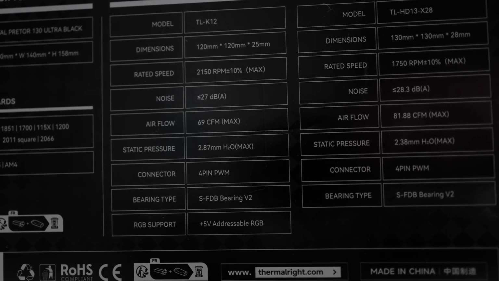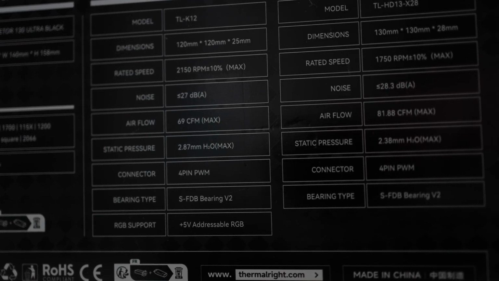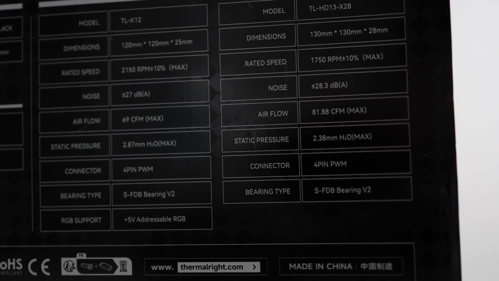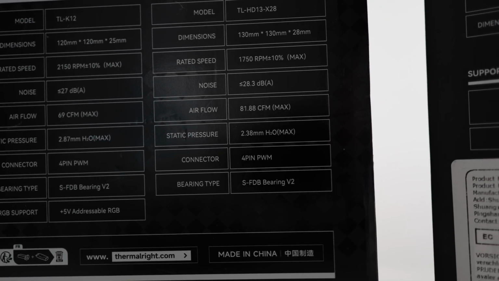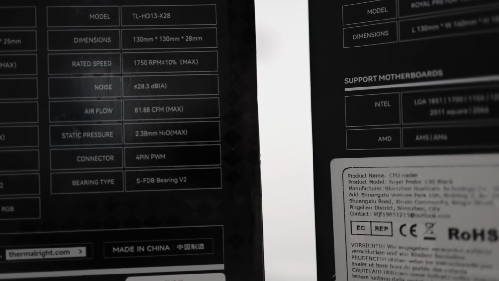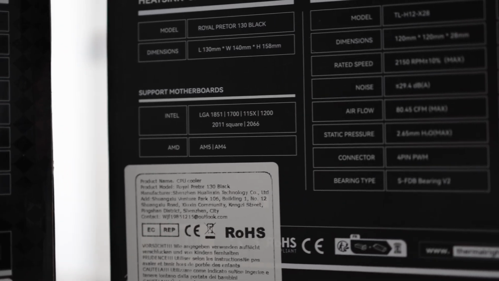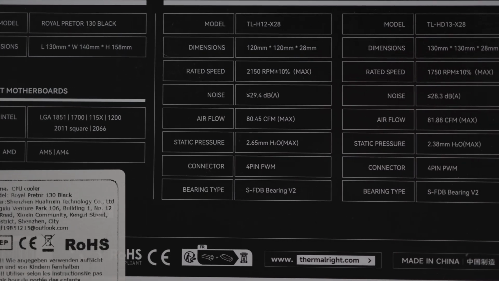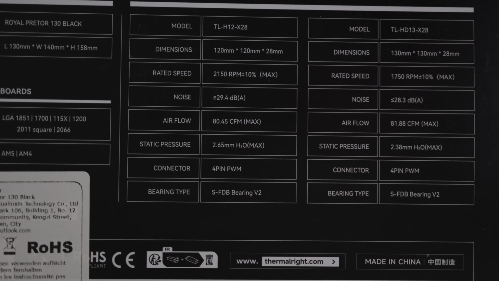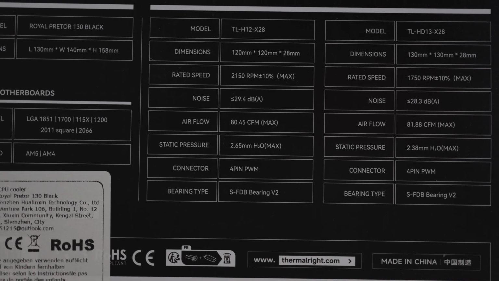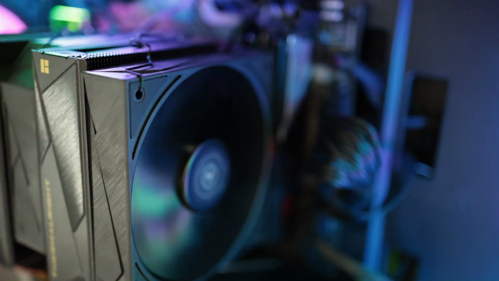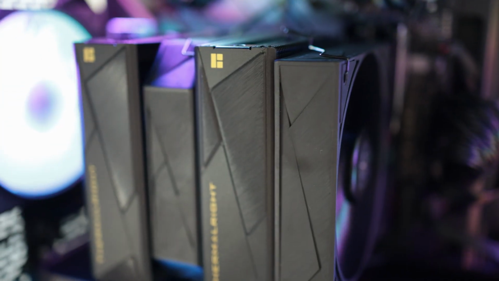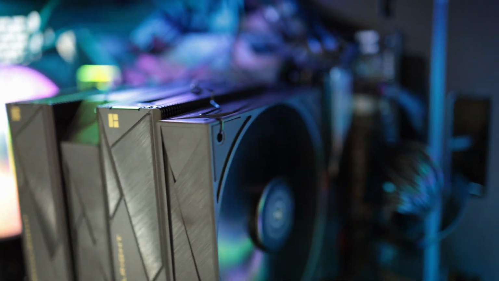For some odd reason, Thermalright chose to equip the Ultra version with an inferior front fan, in this case the Thermalright TL-K12 fan that is 25mm thick and tops at 69 CFM, while on the standard version we have the TL-H12-X28, which is 28mm thick and tops at 80.45 CFM. Later in the video, I will swap the fan from the standard version to the Ultra version and see if it really makes a difference.